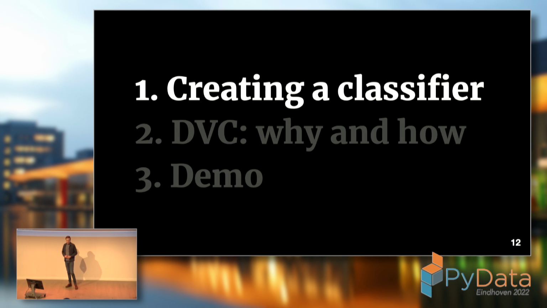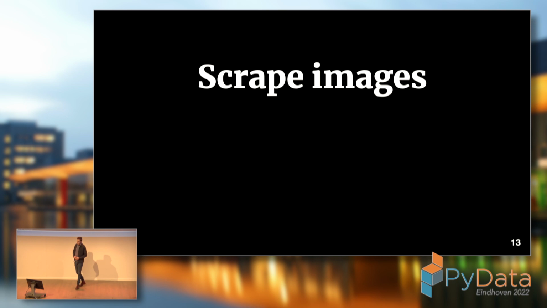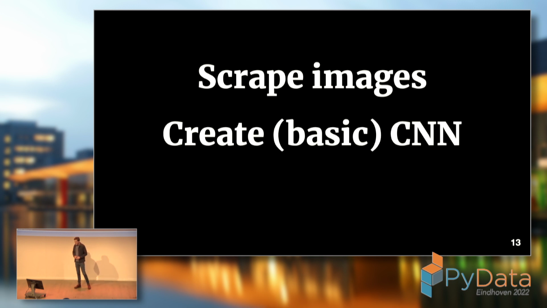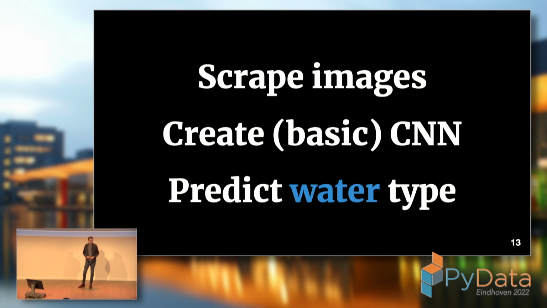Creating a classifier. Well, what do you do if you want to create a classifier? In this case, we start with scraping the images. So we want to get all of the Pokemon images from the Pokemon website so that we know which ones to classify. Then we create a very basic convolutional neural network, or in my case, you get your girlfriend to do it for you because she's better at this stuff than I am. Shout out to Alma.